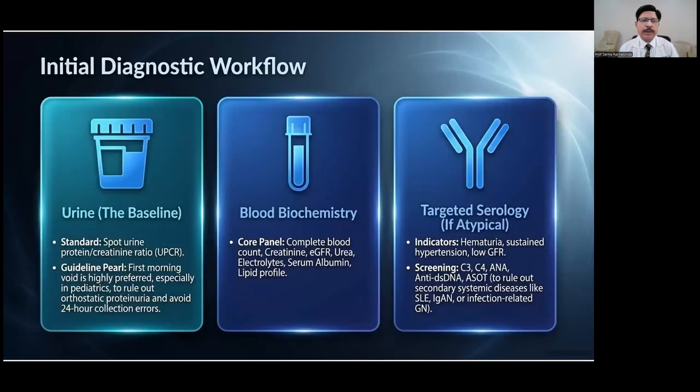Now, urine baseline: standard spot urine protein and urine creatinine ratio. You don't have to collect 24-hour urine. Take a spot urine, measure the protein, measure the creatinine, and obtain the UPCR, or urine ACR, albumin creatinine ratio, or protein creatinine ratio. What is the guideline parallel here? First morning void is highly preferred, especially in pediatrics, to rule out orthostatic proteinuria and to avoid 24-hour collection errors.